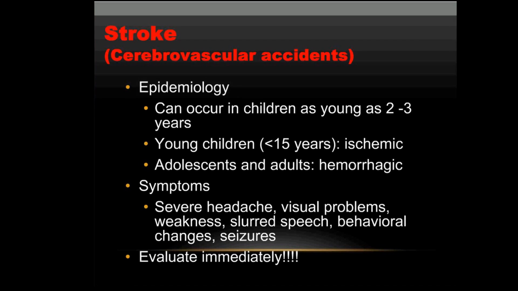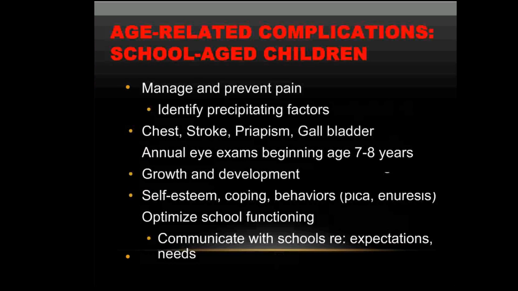And the patient usually complains of severe headache, visual changes, weakness, slurred speech, behavioral changes, and seizures, plus or minus seizures. And so obviously this is something we need to evaluate immediately. As far as school-age children, we need to manage and prevent pain. Again, identifying the precipitating factors and looking at the things that can tend to happen in that age group.